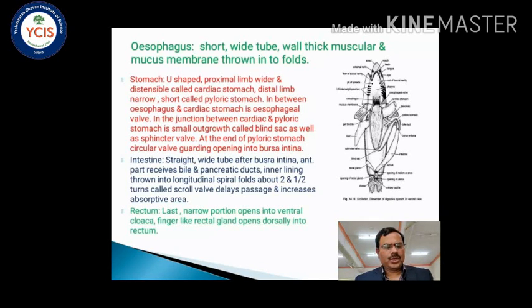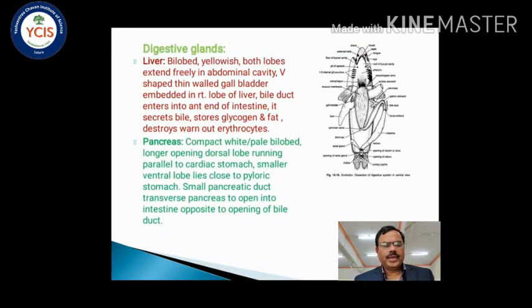The second part of the digestive system is the digestive glands. The first digestive gland is the liver. The liver is the larger gland. In Scoliodon, it is a bilobed structure, yellowish in color, and both the lobes extend freely into the abdominal cavity. It also shows a V-shaped, thin-walled gallbladder embedded in the right lobe of the liver. The bile duct enters into the anterior end of the intestine and secretes bile. The liver stores glycogen and fat, and it destroys the worn out or old RBCs or erythrocytes.